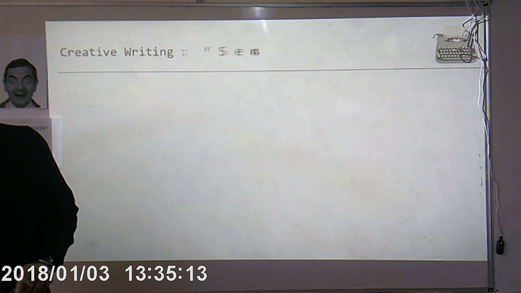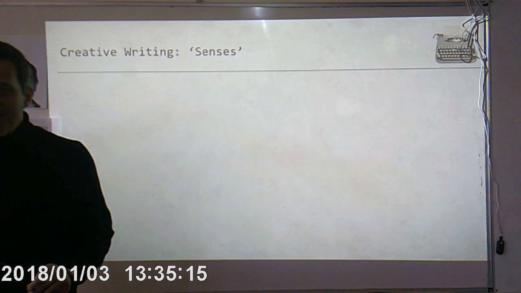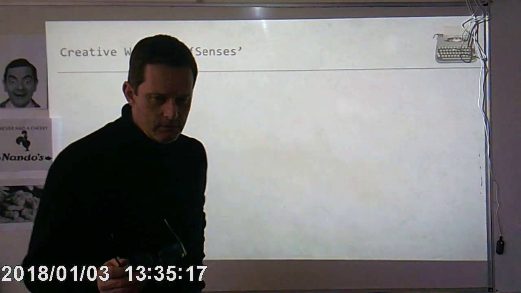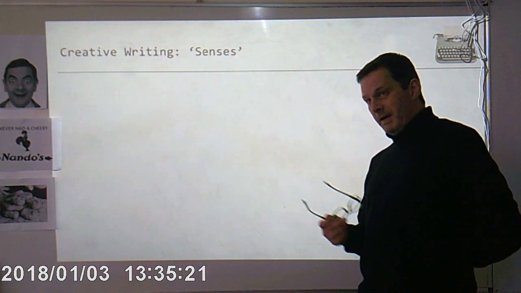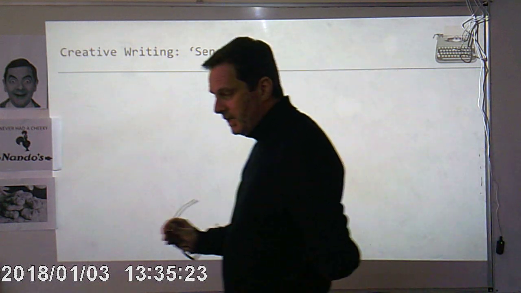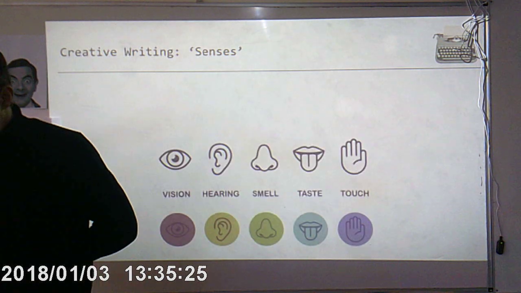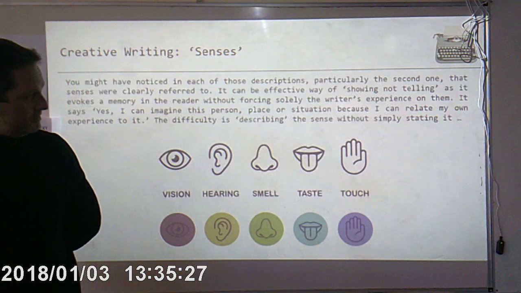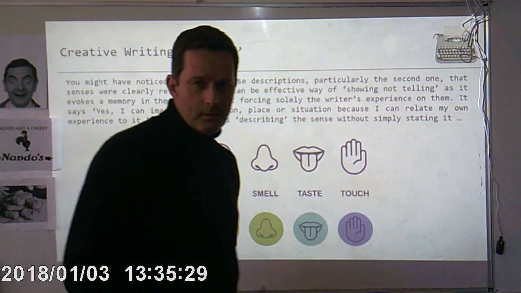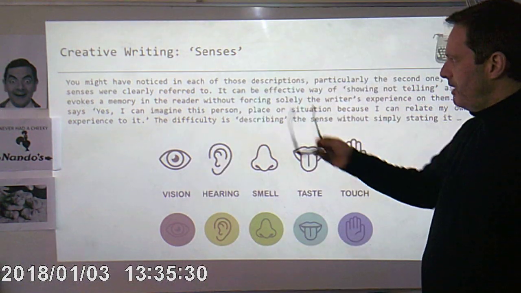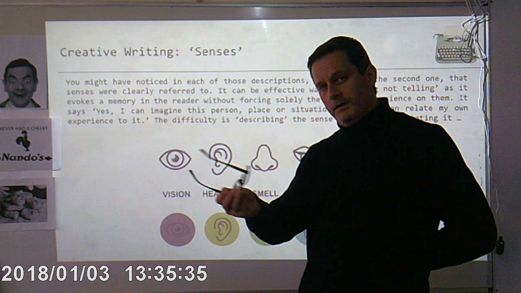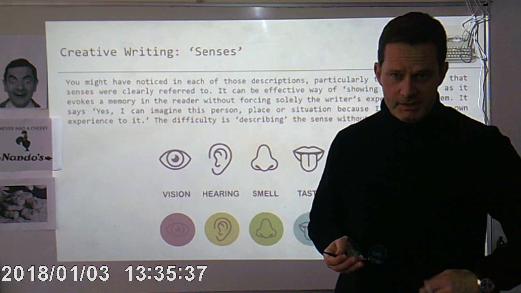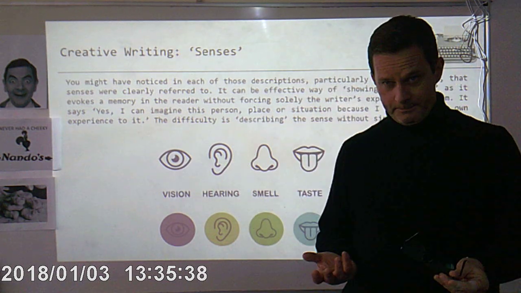Okay, now again, this is quite a hackneyed idea, this idea of referring to senses in your creative writing. But it does couple up with what I've just said about show and tell. And one of the things you probably would have seen, obviously those are the senses there for you. One of the things you probably have noticed in the two bits of writing I just did, pretty much in the second one throughout, but definitely in the first one as well, there were clear references to senses.